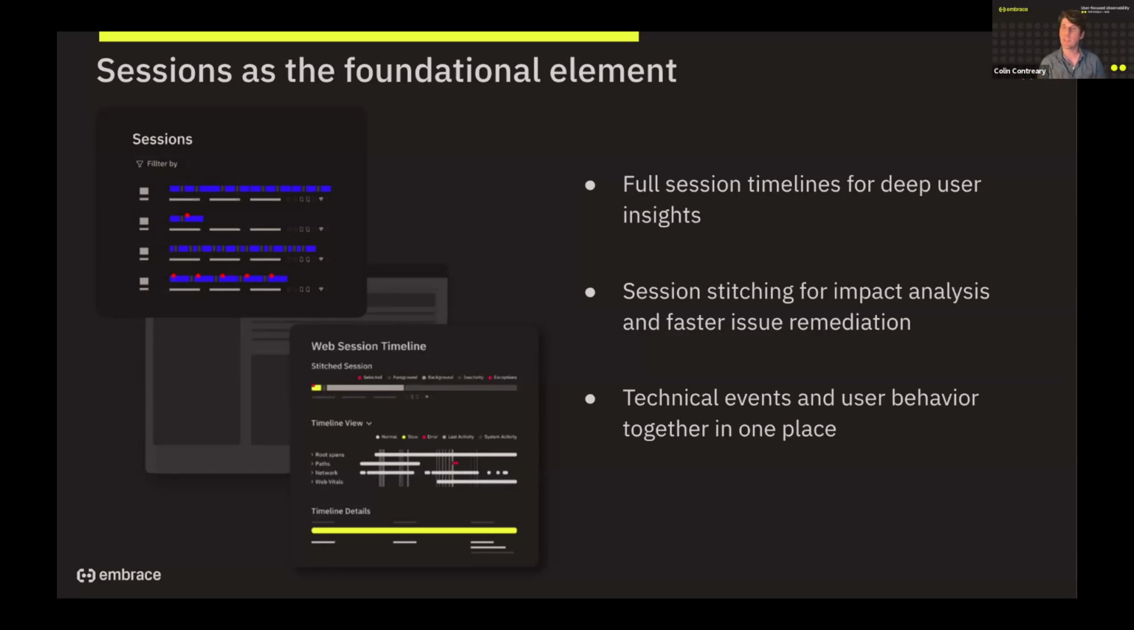And the other great thing is you're getting both the technical events and all the user behavior put together for you. You don't need to manually query this data across multiple products, like do a bunch of log search and stitching that together with networking. Embrace will connect all of this data for you and present it to you in an easy to digest visualization.